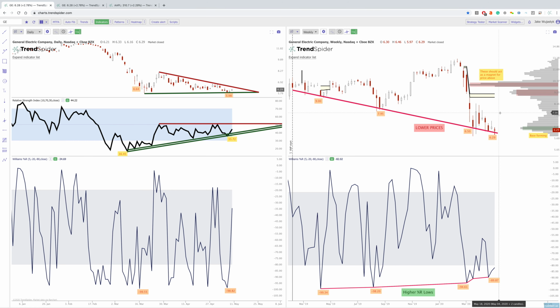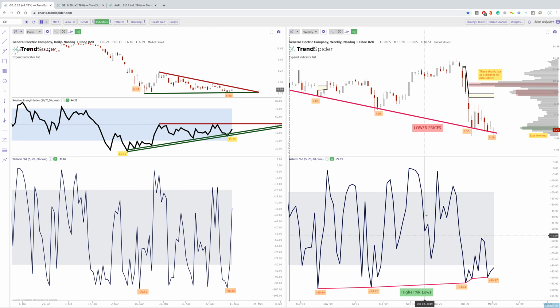I like to use the 5. The 5 because, especially on the daily, you've got 5 trading days in a week. So this is essentially the weekly Williams percent range. And then sometimes I'll use the 5 on the weekly as well, just because you do find some interesting patterns here as well.